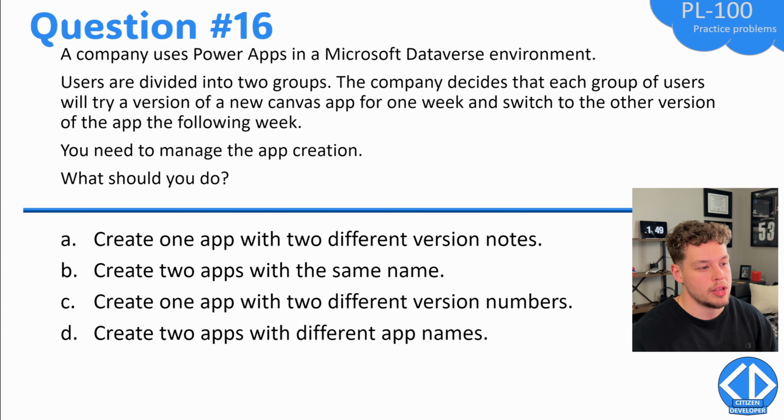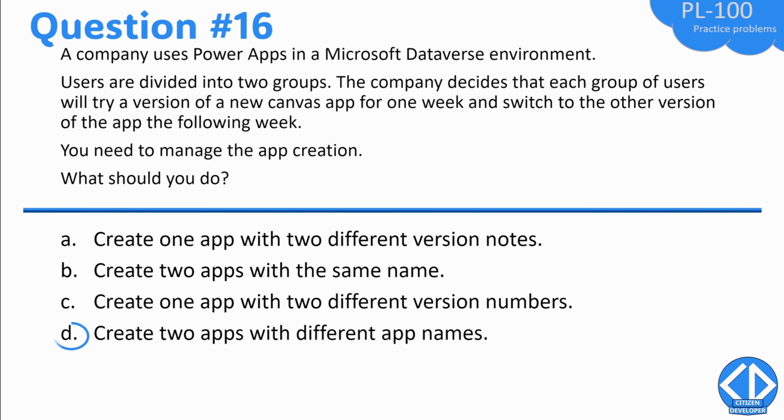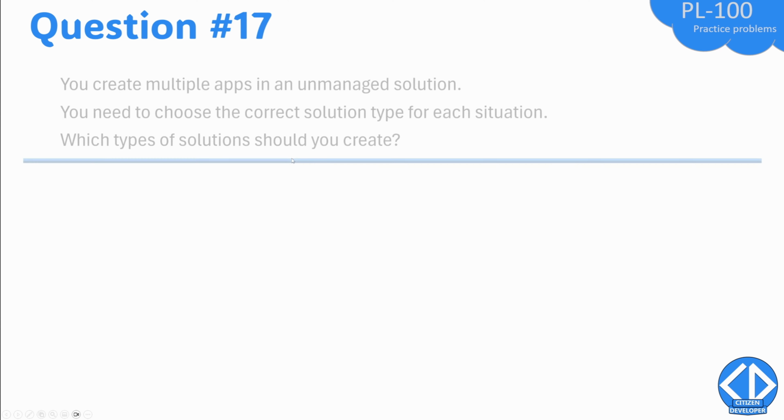And then D is create 2 apps with different app names. That to me sounds better than B. I don't think you can have apps that are named the exact same thing. But plus, think about it conceptually, if we're trying to test these different things and they were named the exact same thing, that would be confusing to generate results. So we're going to need different names on our app. So I'm going to go with D, and that's the correct answer here.